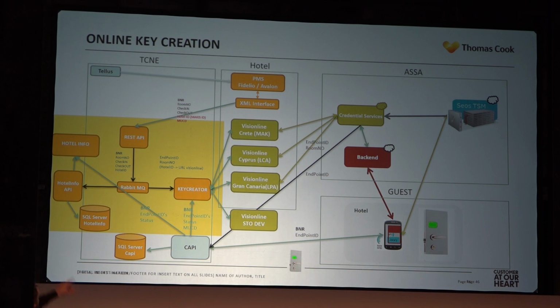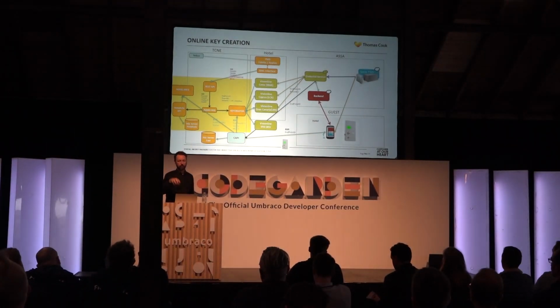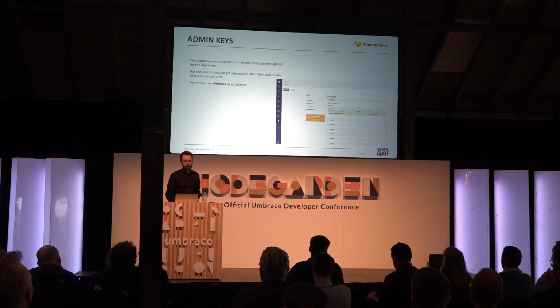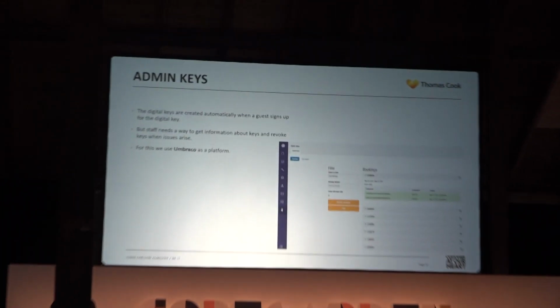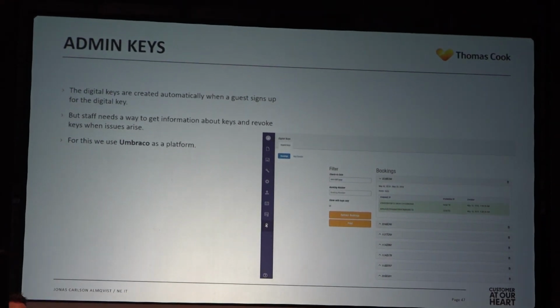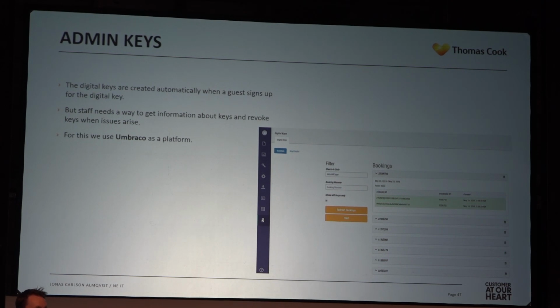And Umbraco is the hotel info stuff up here. And then we have connections to the app and to Assa, who creates the digital keys. And also we have an integration to the hotel system locally in Crete and in Cyprus. And then of course the digital keys are created automatically, so basically the hotel staff, when they are using this system, they only have to do as they did before. When they take guests and assign them to a room, then the key will be automatically created in the backend.